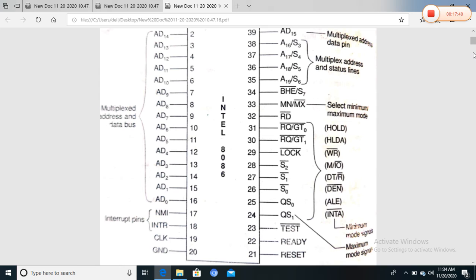Next pin is ground, pin number 1 and 20. That is the ground for the internal circuit, and VCC: for this 8086, a plus 5 volt supply is required.